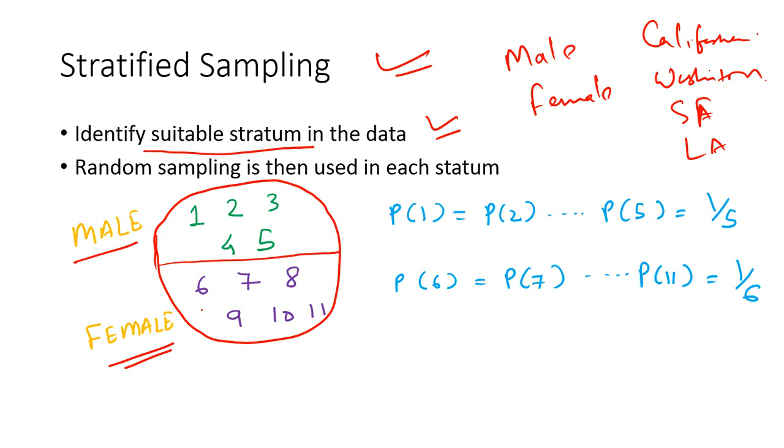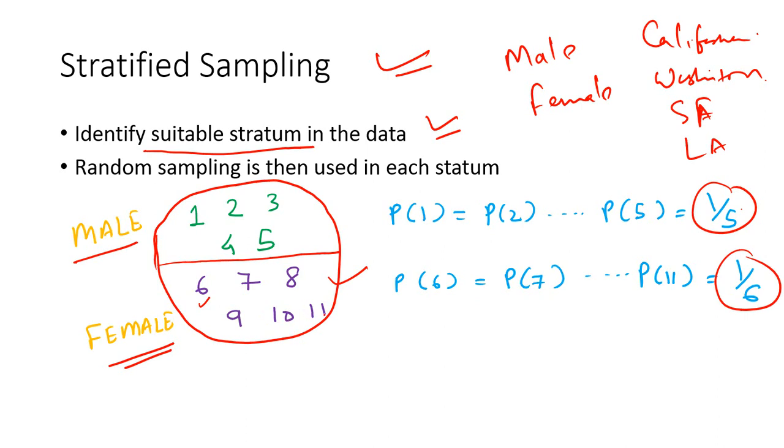So that's the first step. In the second step, we select a sample from each of these strata, and each element selected from a particular stratum is equally likely. So the probability of 1 being selected, 2 selected, up to 5 is exactly the same. It's 1 by 5, whereas there are 6 elements in the female population. So the probability of each element from the female population is 1 by 6, because there are 6 elements in this case.